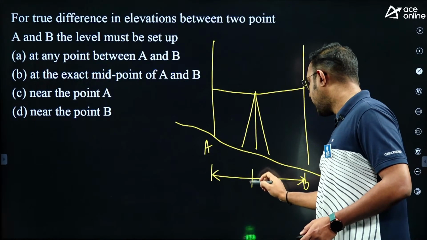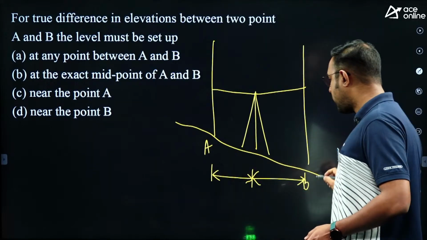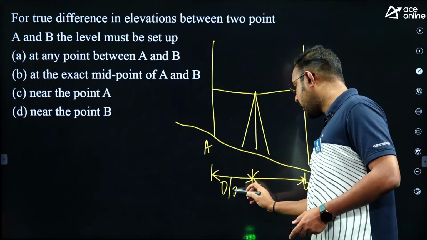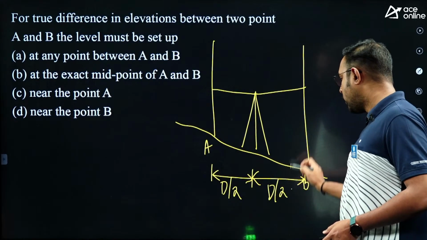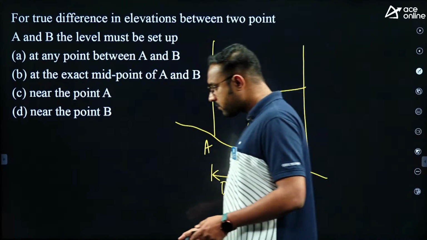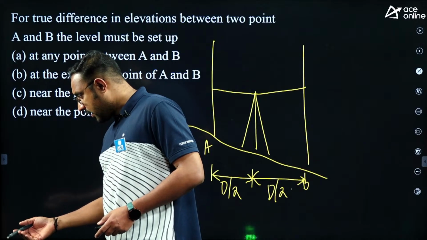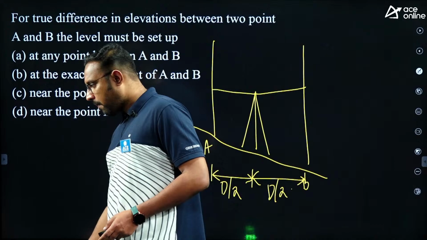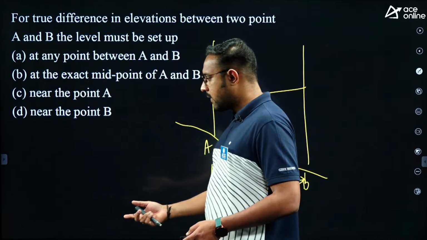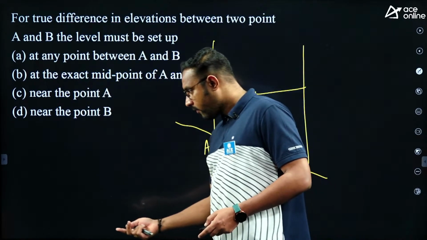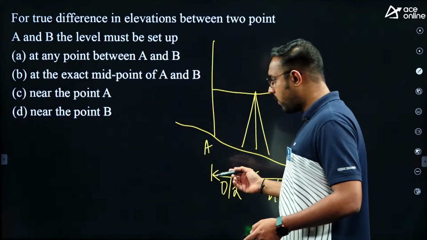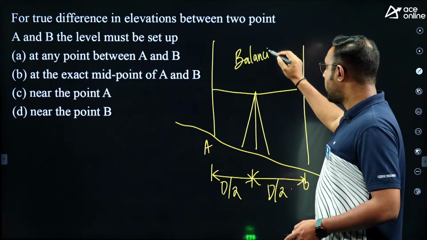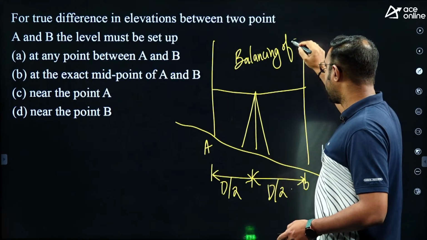Can anybody please tell me what this particular methodology is called? I should keep it exactly in between the two staff stations. Can anybody tell me? Anil, Catherine, Shankar, Mahanadi, can anybody tell me what you call this concept? Come on, anybody? Right, so this is what we call it, please remember, balancing of sight. This is what we call balancing of sight, okay.